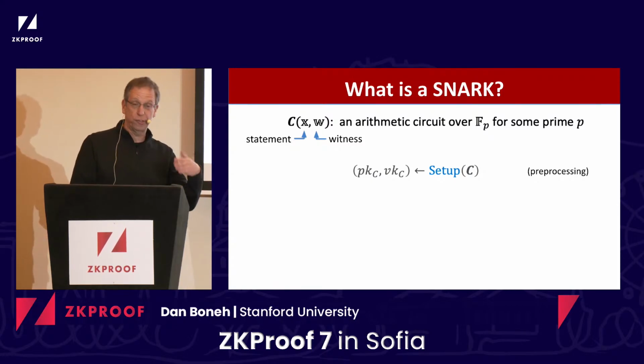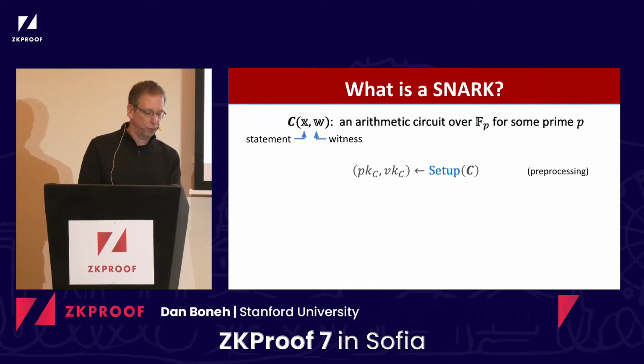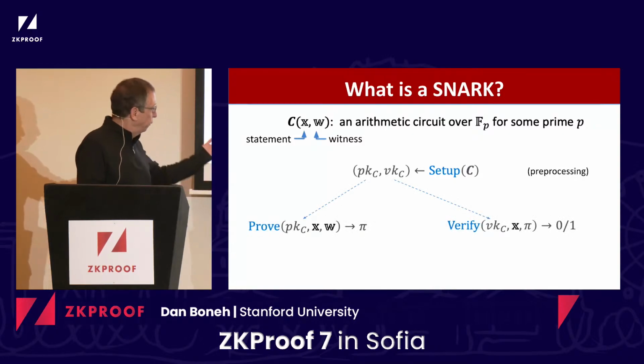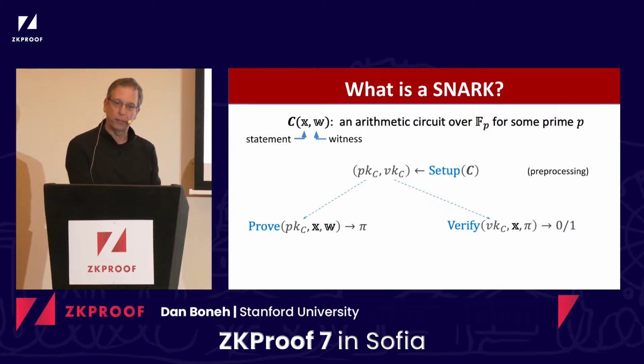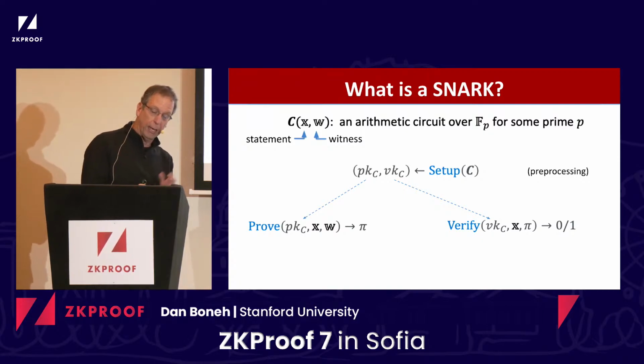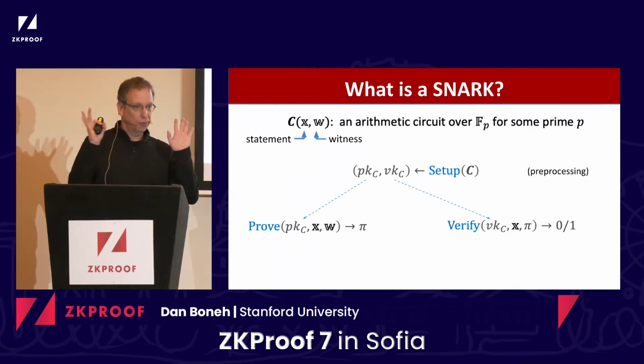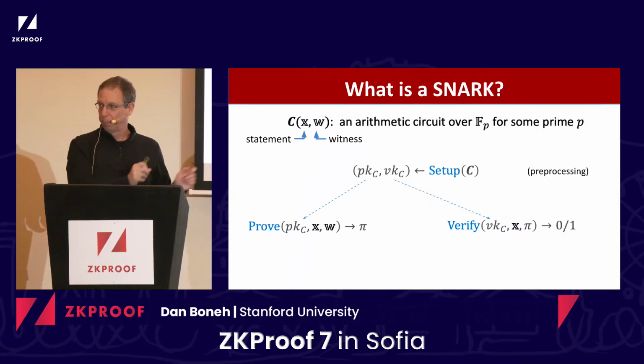So there's a setup algorithm that will pre-process the circuit to generate the proving key and the verification key specific to the circuit. And then these are given to the prover and the verifier. And as usual, the prover is given X and the witness. The verifier is given X and the proof and decides whether or not to believe the proof. Everybody here should be familiar with this. I hope that's not new. If this is new to someone, then you're probably in the wrong room.